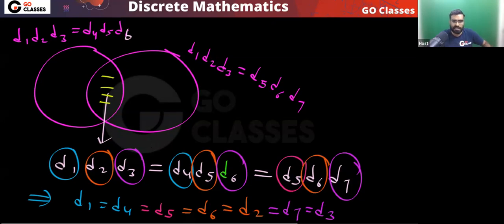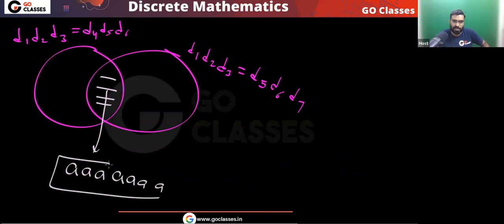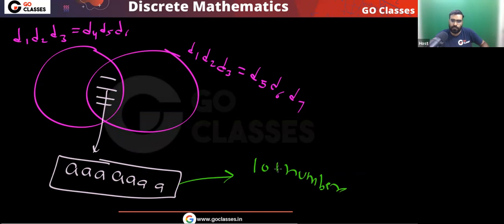Basically, in the intersection, you will have this type of numbers. How many of this type of numbers are there? Total 10 of this type of numbers are there, right? There are total 10 phone numbers.